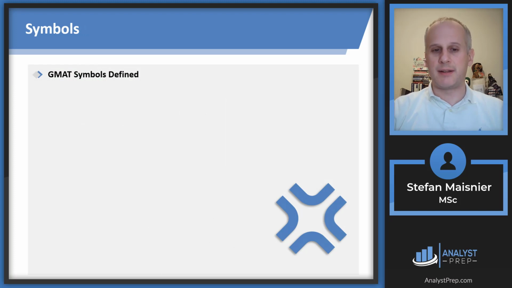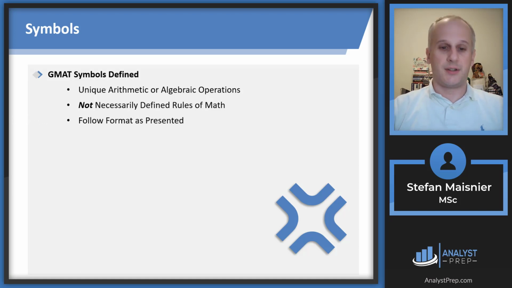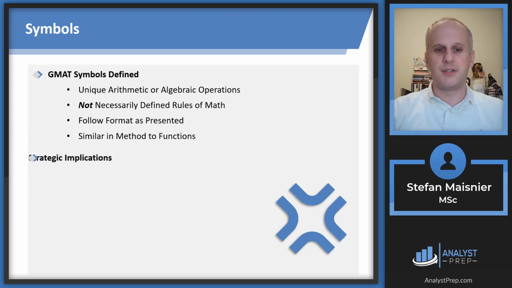Now, let's talk about symbols. So GMAT symbols are basically just another way of articulating a function. These are going to be unique arithmetic or algebraic operations. They are not necessarily defined rules of math. So they're basically follow-the-instructions kind of questions. You just have to follow whatever the definition of the symbol is and complete the problem following those rules. So, as we just said, follow the format as it's presented. They are a similar method to functions, and so there are some strategic implications here as well.